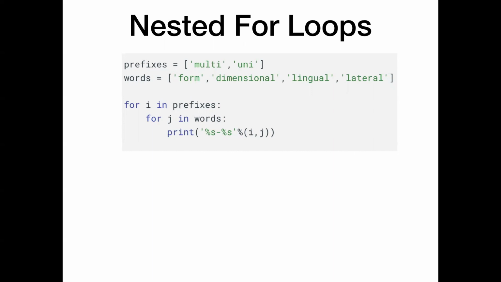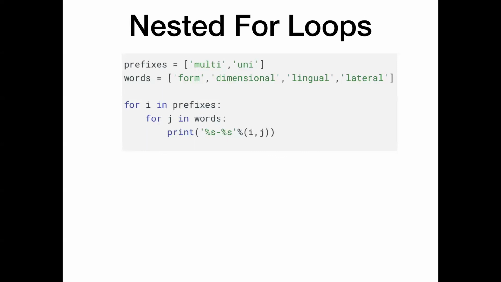I could also have created my own list and said list1 equals 0 to 9 and then looped over that. But range just comes inbuilt in Python and is used very often and makes it very easy for you to loop over things. So here what I'm doing is I'm actually looping over two things. The way this works is that it first goes inside the first loop. So for i in prefixes, it will read i, it will set i equals multi. Then it says for j in words, and now it executes that.